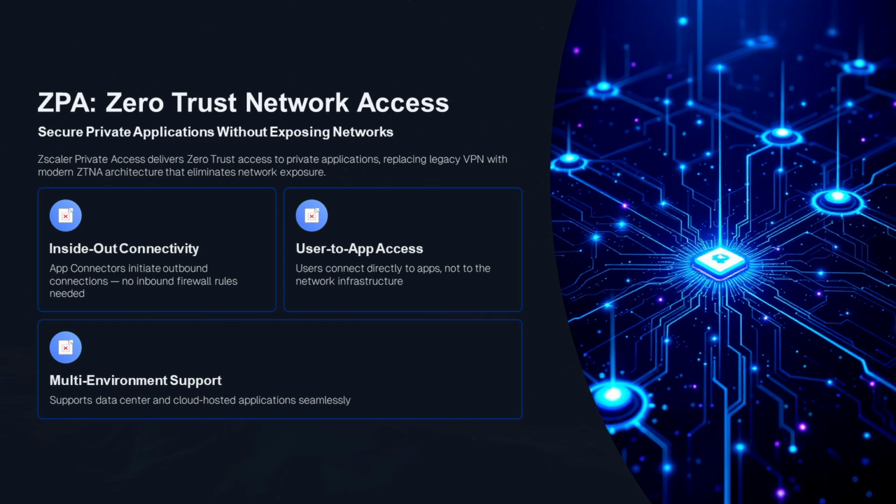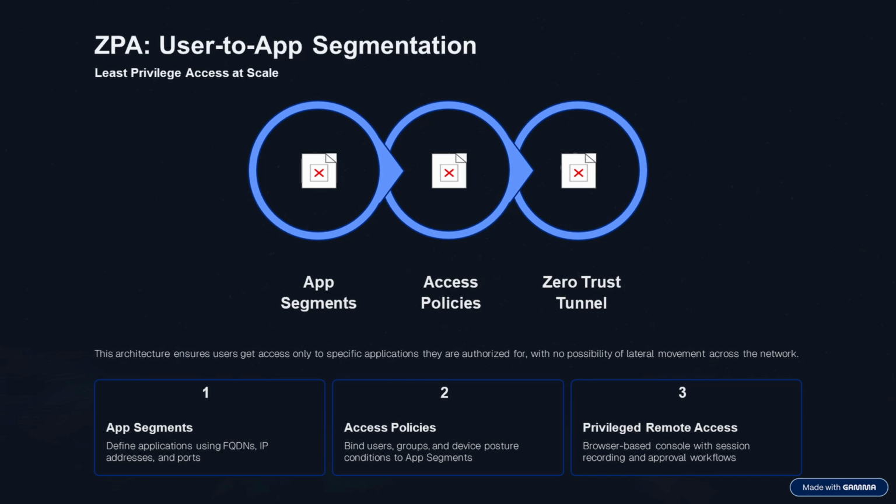Instead of putting users on the network, ZPA uses app connectors, lightweight software agents deployed near your applications, that create outbound-only tunnels to the Zscaler cloud. When a user needs to access an application, ZPA brokers a connection between the user and specifically that application, not the network. The application remains completely hidden from the internet. There are no inbound firewall rules, no exposed IP addresses, and no way for an attacker to discover or reach those internal resources directly. Let me walk you through how ZPA actually implements Zero Trust.